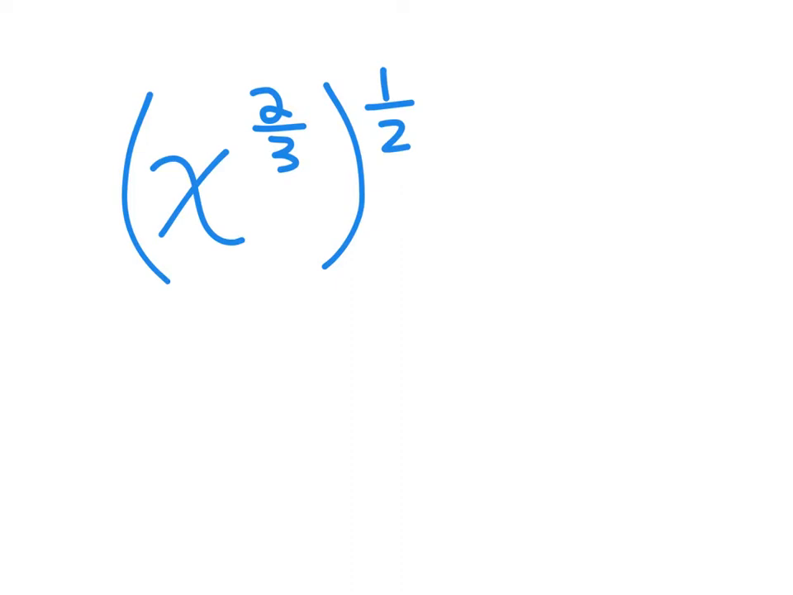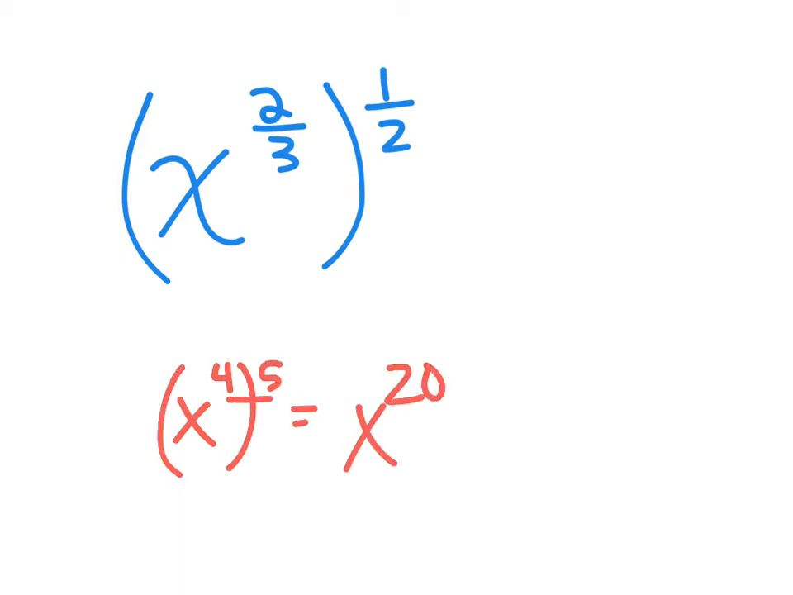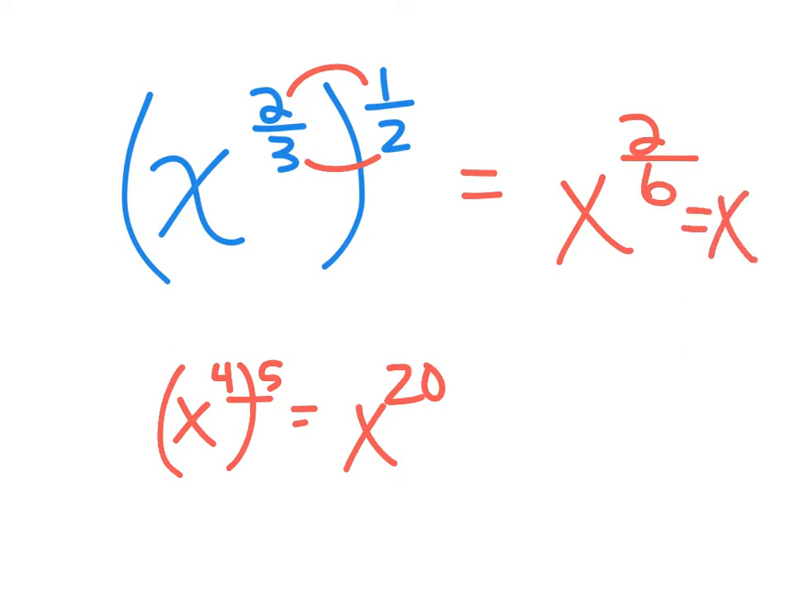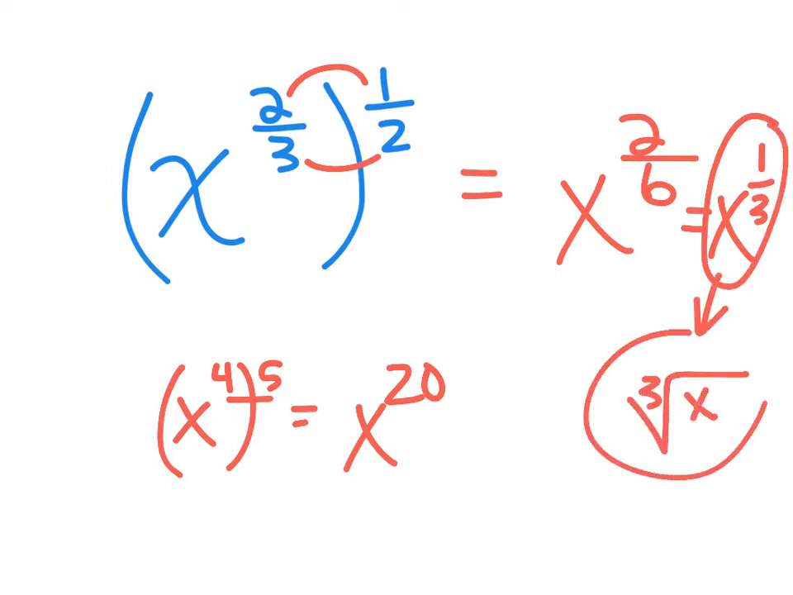When I have a power to a power, let's say I just had like x to the 4th to the 5th power, I know I can just multiply. So it would turn into x to the 20th. So on this top one, I would do the same thing. I'm going to multiply these fractions, and I'm going to end up with x. If I do 2 times 1, that's 2. 3 times 2, that's 6. And then 2/6, that's the same as a third, so it really equals x to the 1/3. So basically, I'm just taking whatever the cube root of x is. That would be the same answer.